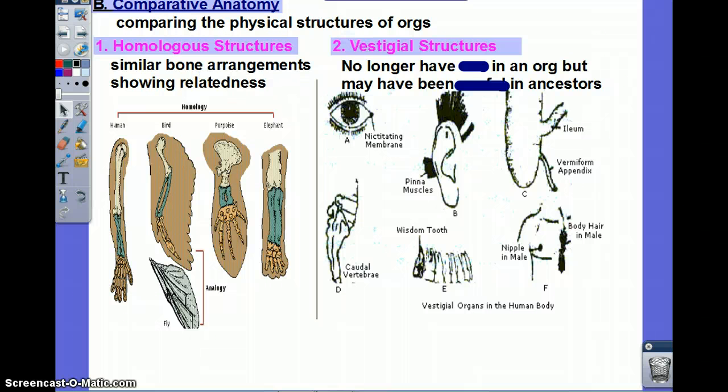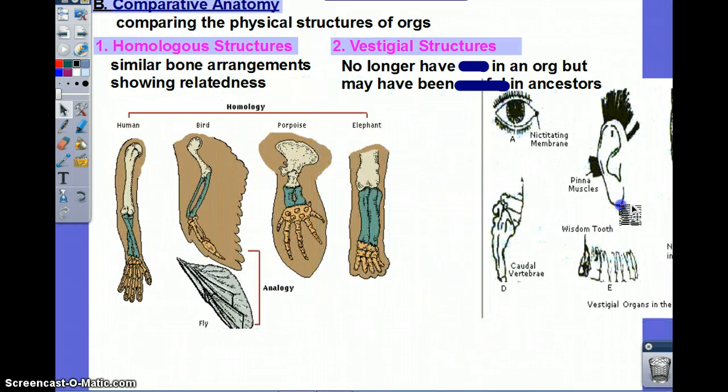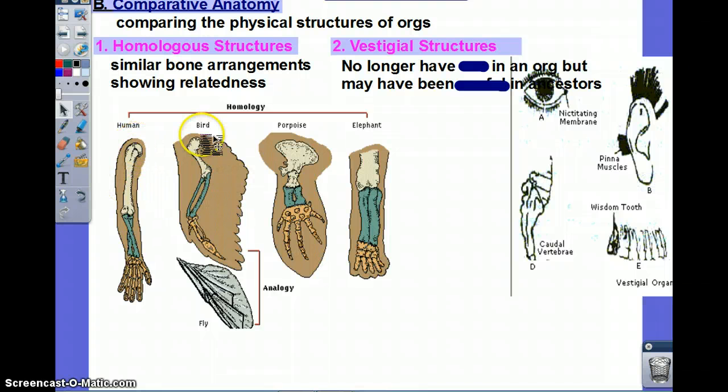Basically, these are bone arrangements, and if you look here at this image, you'll see that you're looking at a human, bird, and a dolphin and an elephant, and we all have similar bone structures at some stage in development.